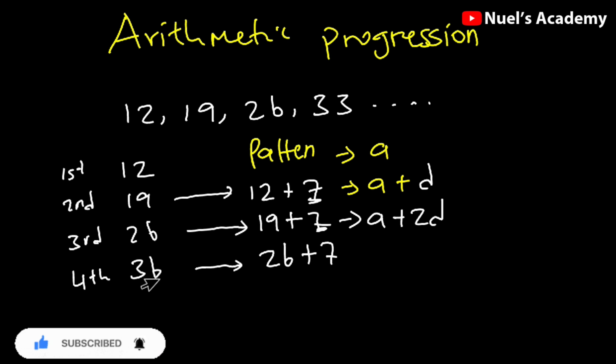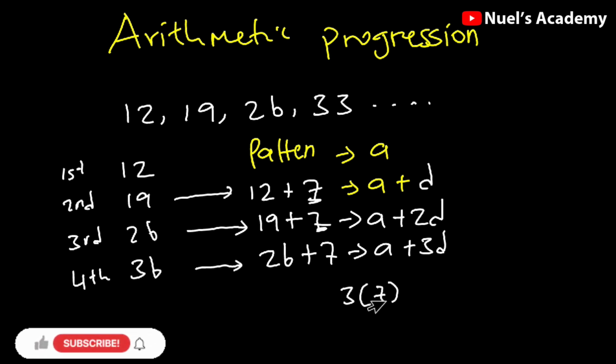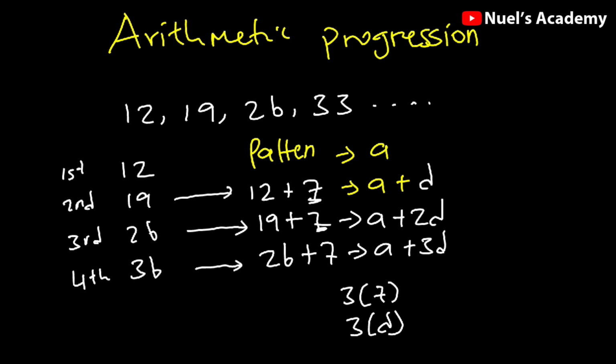Now, how did you get this 36? We got 36 by adding 3D to A. A is 12. 12 plus 7 plus 7 plus 7 is 36. And 7 plus 7 plus 7 is the same thing as 3 multiplied by 7. And what is this 7? This 7 is the common difference. So this is 3 multiplied by D, which is this 3D I have here. So 12 plus 3 times 7 is equal to 36. I hope you're understanding it.